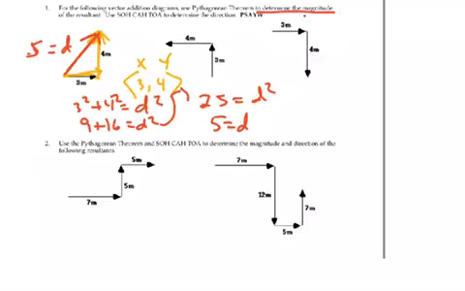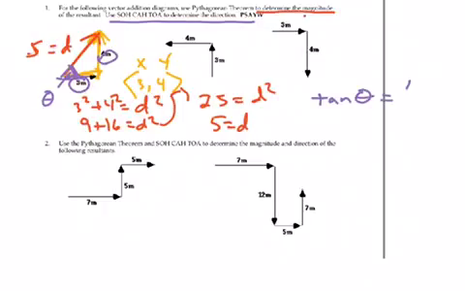The next part says use SOH CAH TOA to determine the direction. Now you can use any trig function you want, but since I'm given 3 and 4, I'm going to go ahead and use 3 and 4 as my values. And I'm going to say tan, I want to know this angle here. The angle, by the way, is always with the horizontal. So I want to know what tan theta, which is 4 over 3, is equal to.